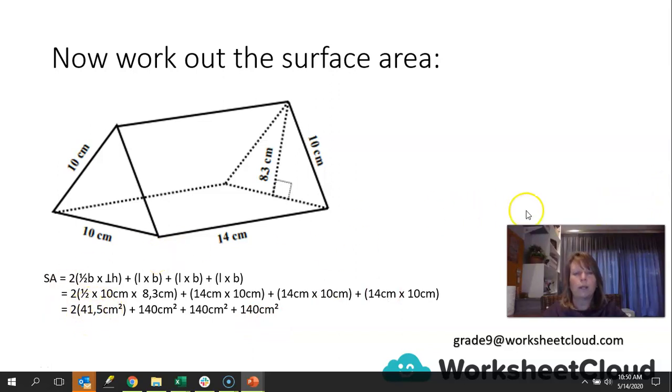Multiply your first bracket by 2, and it's going to give me 83 centimeters squared still. And then I have to add on 420 centimeters squared, because remember, it's surface area. Add that together, and we end up with 503 centimeters squared.